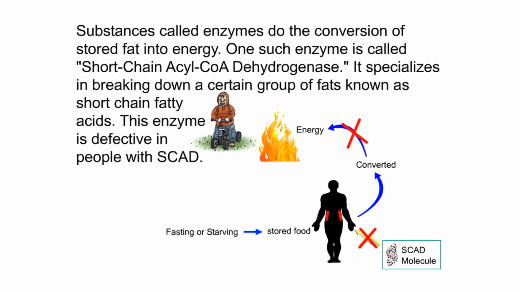Substances called enzymes do the conversion of stored fat into energy. One such enzyme is called short-chain acyl-CoA dehydrogenase. It specializes in breaking down a certain group of fats known as short-chain fatty acids. This enzyme is defective in people with SCAD.